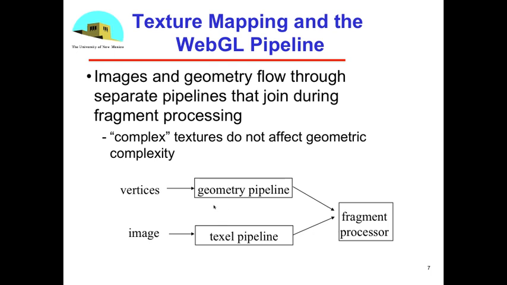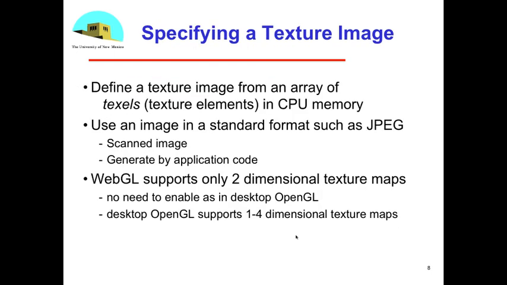So it's helpful to think of these two separate pipelines, although the texel pipeline is generally fairly straightforward. All it's doing is taking this image and passing it on to the fragment processor. Now, how do we specify it? Well, here's the ways that we'll be looking at.